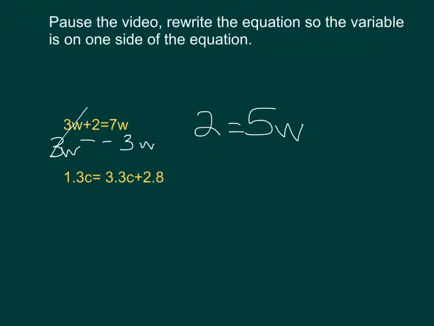equals 3.3c plus 2.8. So again, you can just subtract the 3.3c over here and subtract the 3.3c over here. So now over here we have negative 2c equals 2.8.